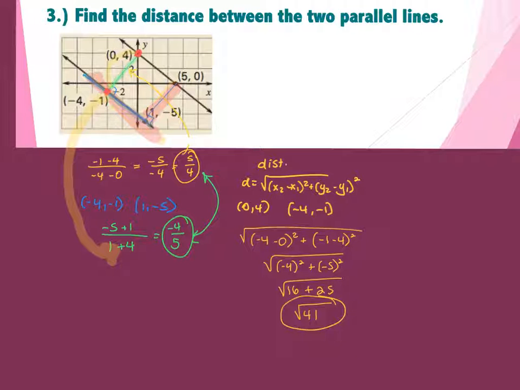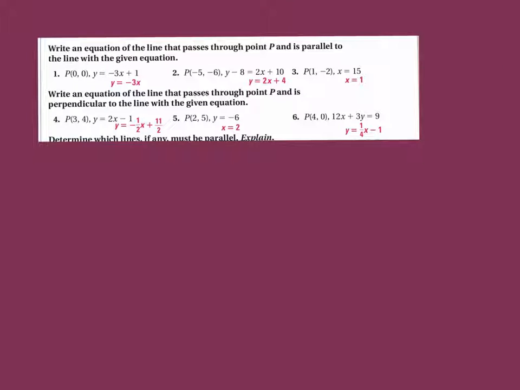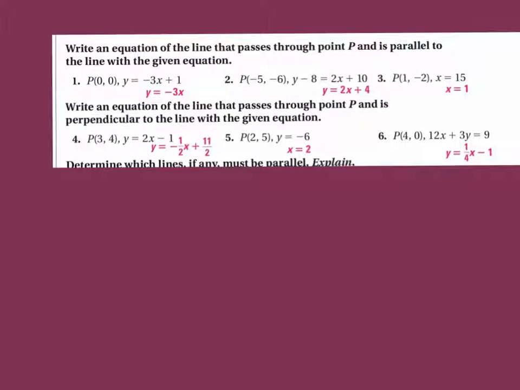Okay, sorry. Starting with the homework. So this is actually the last ones. These are the quiz ones, right? It says write an equation of the line that passes through point P and is parallel to the line with the given equation. So I'll do one from each of these sections because they're repetitive. This one says parallel. So it's going to pass through, I'm going to pick this one. It's going to pass through this point, but it's parallel to this line.